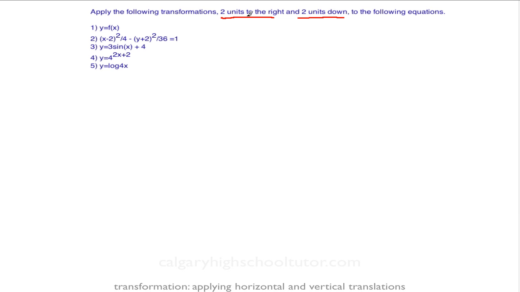It says 2 units to the right, so we know that x is going to be equal to 2. We subtract 2 from both sides, so x minus 2 will be our horizontal translation. And 2 units down, so y will be equal to minus 2. Then we add 2 to both sides, so y plus 2 will be our vertical translation.